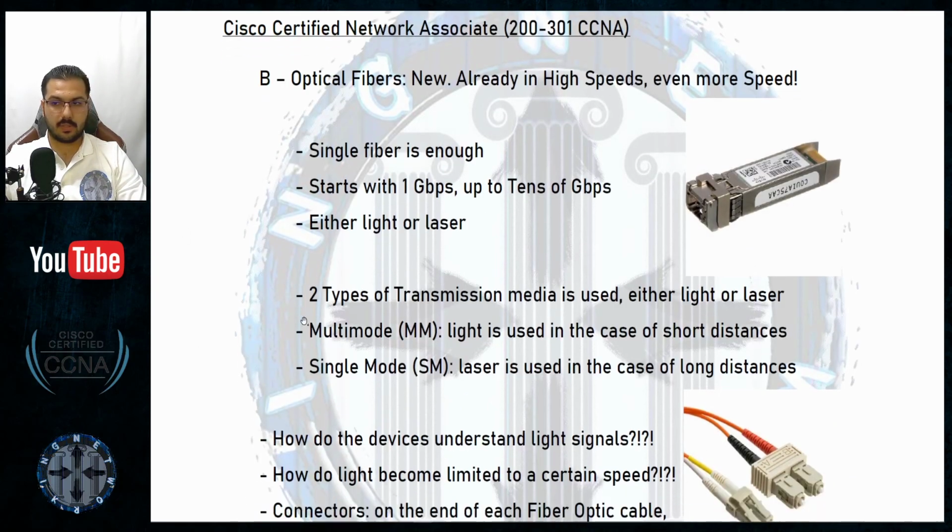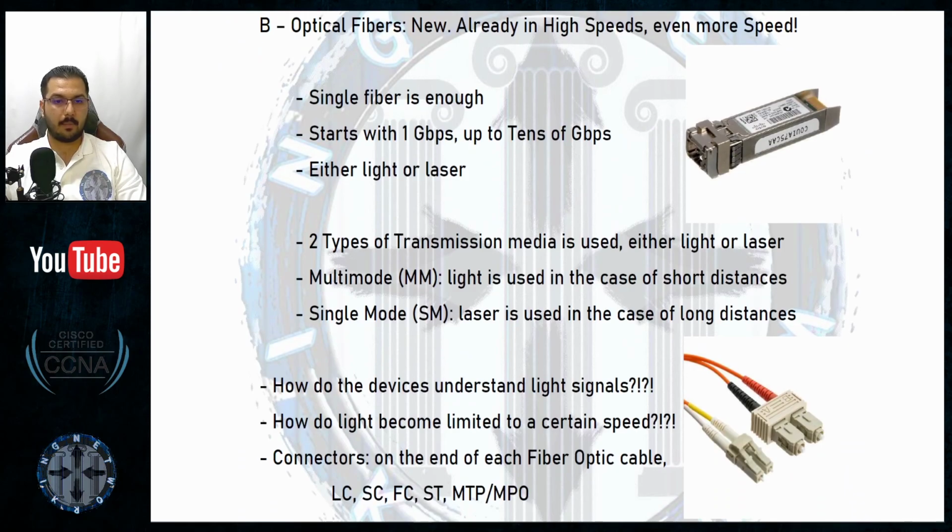Okay, so the second type is called fiber optics, or optical fibers, because they are fibers that carry optical technologies, light technologies. They are new, and they are high speed. They were developed to start from 1 gigabit per second up to 1 terabit. Nokia has reached one fiber optic port that has the speed of 1 terabit at a time. So from 1 giga up to 1000 giga.